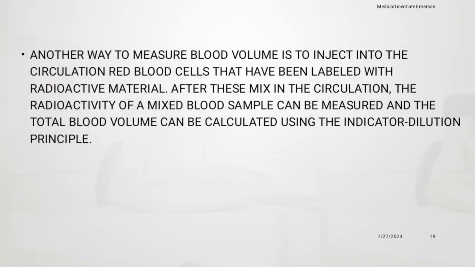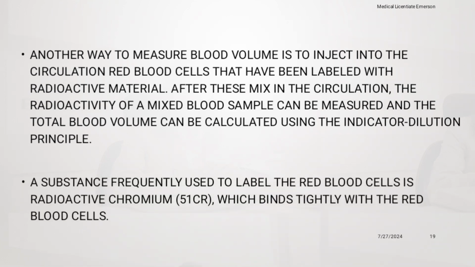Another way to measure the blood volume is to inject into the circulation red blood cells that have been labeled with radioactive material. After these mix with the circulation, the radioactivity of a mixed blood sample can be measured, and the total blood volume can be calculated using the indicator-dilution principle. A substance frequently used to label the red blood cells is radioactive chromium, 51Cr, which binds tightly with the red blood cells.